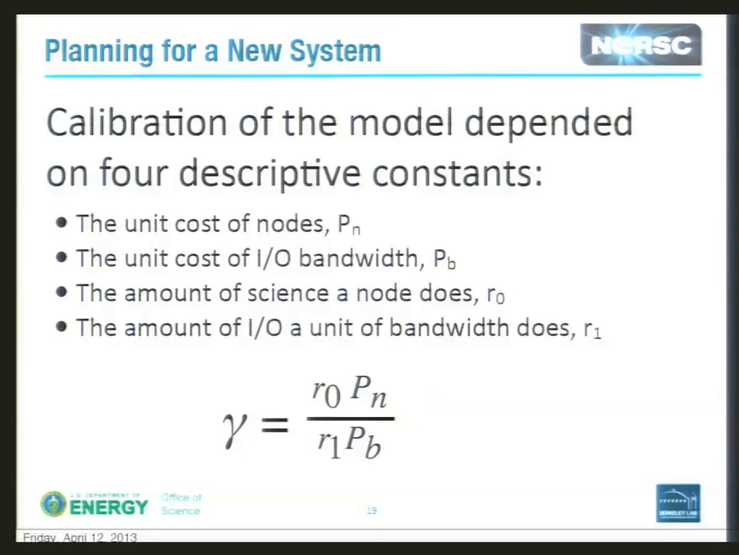If you go back to the equations and you find all the little architectural parameters that went into it, you gather them all up. It's the unit price of a node, the price of a unit of bandwidth, which is just how much does it cost to get 1 gigabyte per second or whatever, how much science you get done per node per unit time, and then how quickly will a unit of I/O drain away the I/O that you need to do. And you put those all together, they actually appear in one place in the analytic solution as this expression, which I just then called gamma.